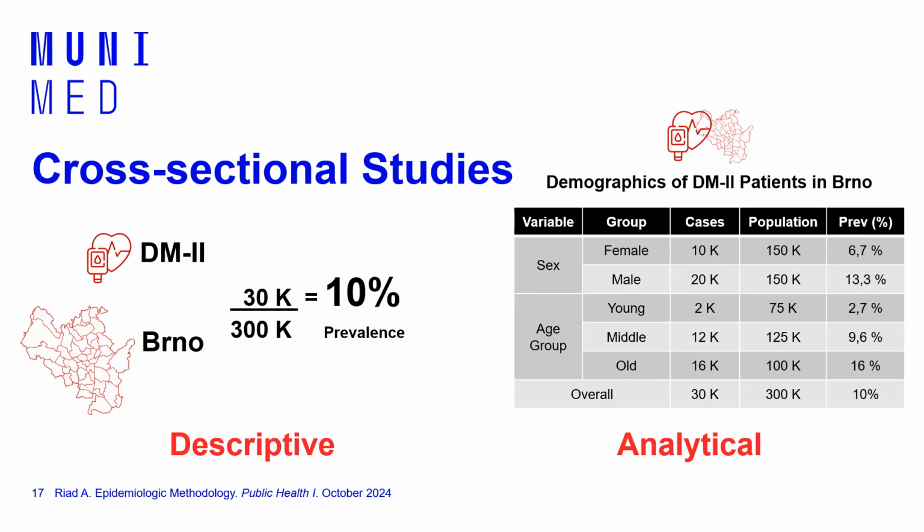Okay, so the two types of cross-sectional studies, as you can see here, are called descriptive versus analytical studies. So let's focus on the first part, which is descriptive studies.